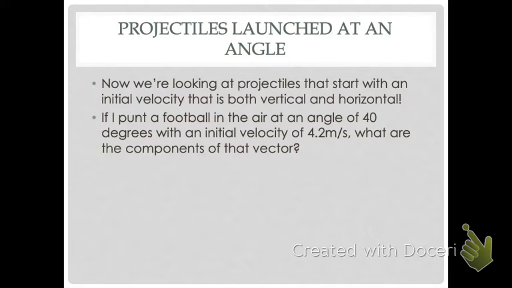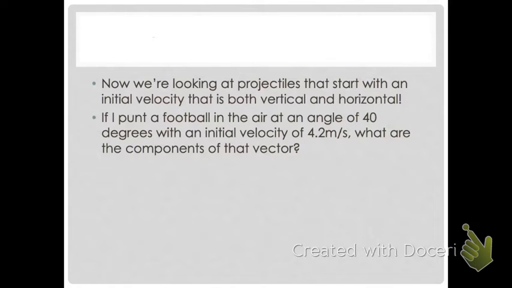So I'm going to start by drawing a little diagram here of what's happening in our motion. It says, I punt a football in the air at an angle of 40 degrees with an initial velocity of 4.2 meters per second. What are the velocity components of that vector, right? All that it's asking right now to do is to break that vector into x and y. Do you see how it just says the angle is 40 degrees? Do you have any questions about that?